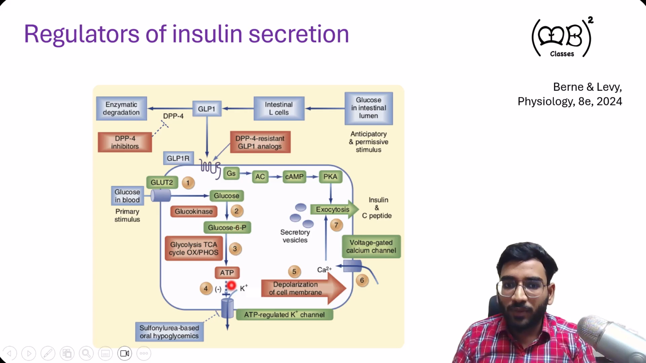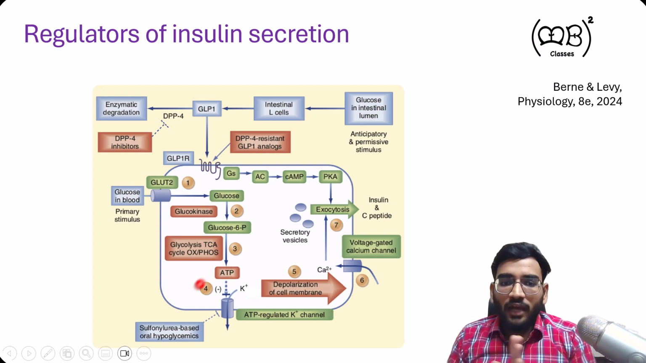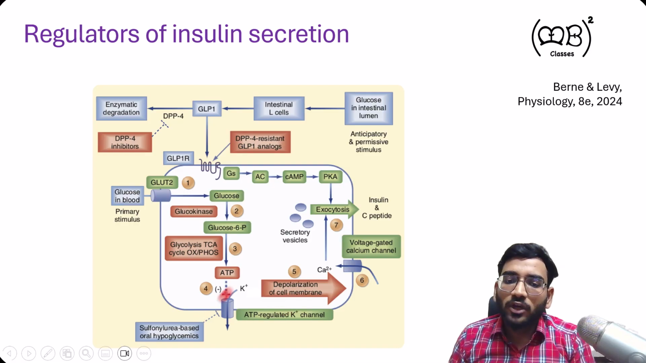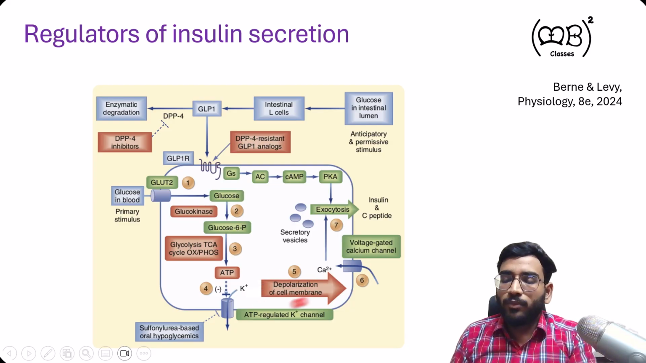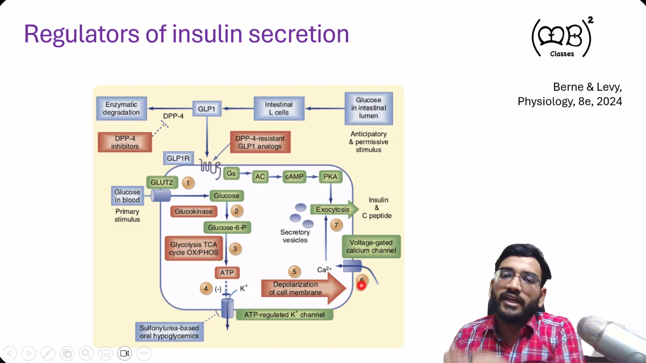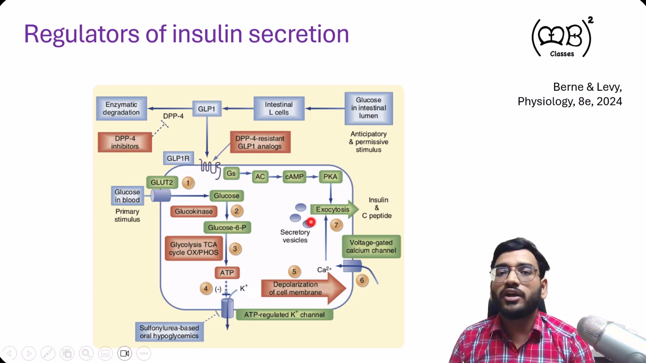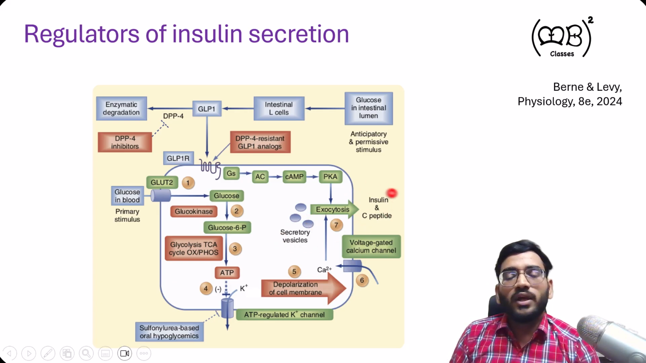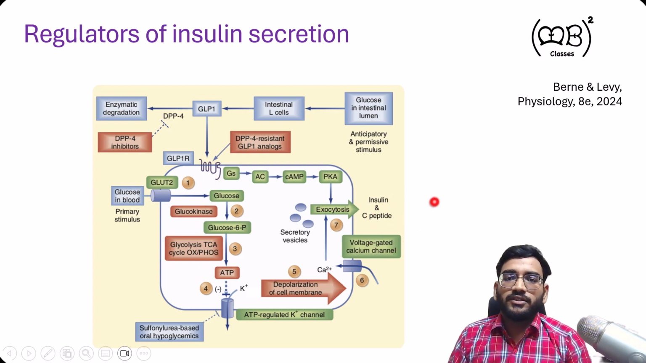It enters the glycolytic pathway and forms ATP via the TCA cycle, and that ATP will block the ATP regulated potassium channels. Now the potassium cannot go outside. Now there will be more potassium inside. More potassium leads to depolarization of the cell membrane. The depolarized cell membrane will activate the voltage gated calcium channels. The calcium influx will lead to exocytosis of the secretory vesicles in which insulin was already stored. Now the exocytosis will lead to increased insulin and C-peptide in the blood. That is how release of insulin takes place.